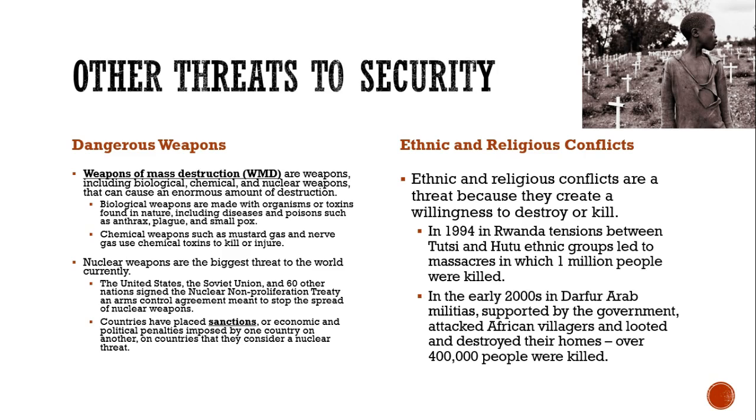Sanctions are now the way that we kind of push people into doing what we need them to do. Ethnic and religious conflicts are a threat because they create a willingness to destroy or kill. In 1994, in Rwanda, tensions between the Tutsi and the Hutu ethnic groups led to massacres in which 1 million people were killed. Some of you may have seen the movie Hotel Rwanda, which is a story of a man who helps protect people during that conflict. In the early 2000s in Darfur, Arab militias, which were supported by the government, attacked African villages and looted and destroyed their homes. Over 400,000 people were killed in that effort.